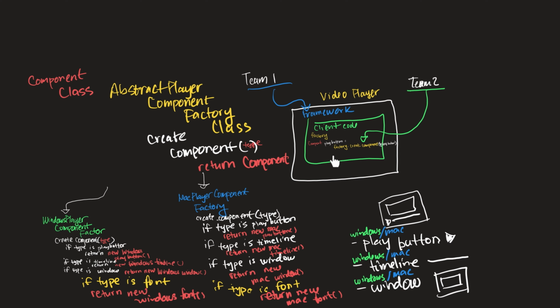And it's for the reasons that I just showed you, the decoupling. Another reason this is good is still part of the example that I just gave you. Remember, the client code doesn't know what operating system it's running on, and it doesn't need to know that. Since the client code doesn't know which operating system it's running on, it can't anticipate the type of component it needs. It can't anticipate that it needs a Windows play button because it doesn't know if it's running on Windows or Mac.